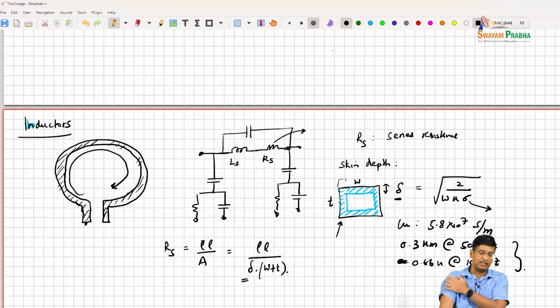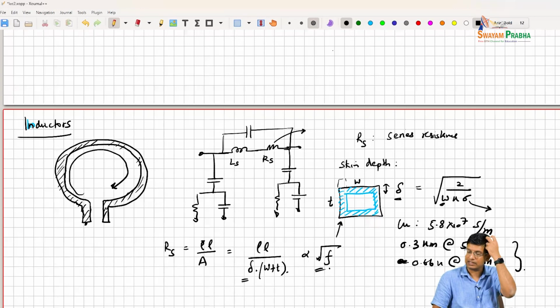So what we effectively see is that as we increase the frequency, the skin depth is reducing, and this causes a square root f increase in the sheet resistance. So this would mean that the quality factors are getting a little worse as you increase frequency. But on the other hand, the inductances that you need at these frequencies are also smaller, so the length that you are using is less. That basically means that the resistances are dropping.